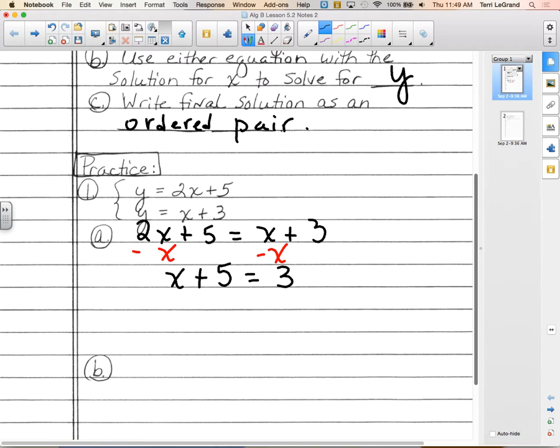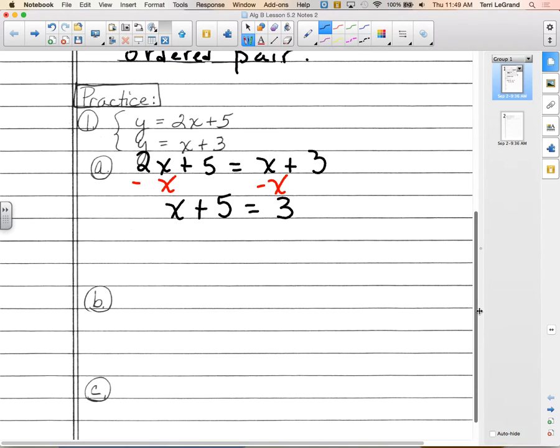Okay, go ahead and finish solving that for x. Show the work. You know how to do it. And see if you agree with me. Okay. Everybody feeling pretty good about this answer?